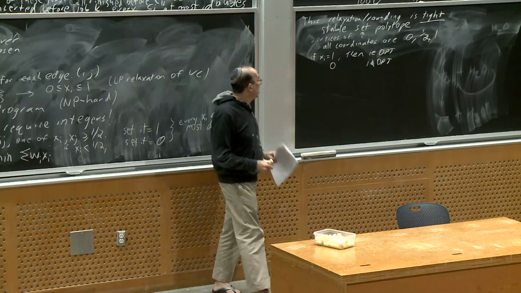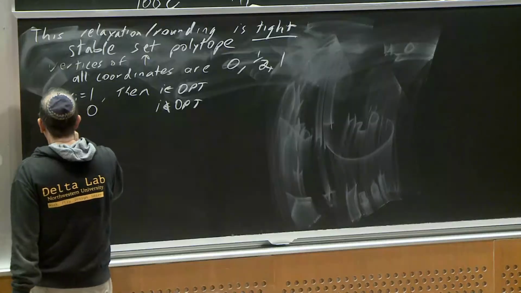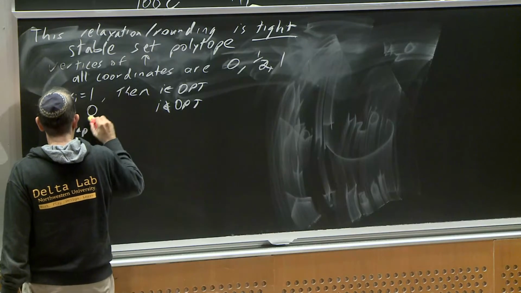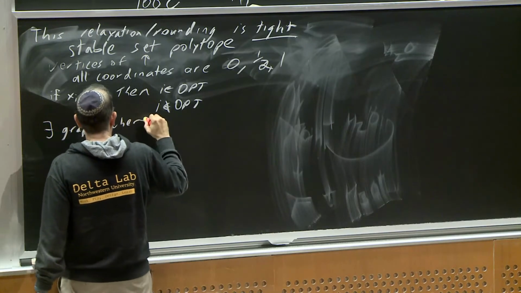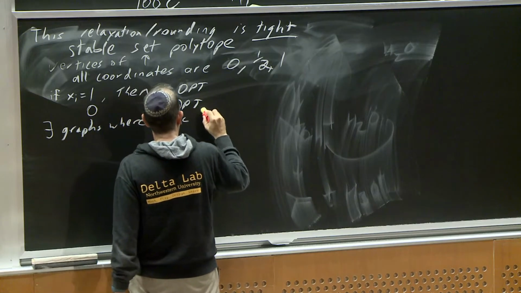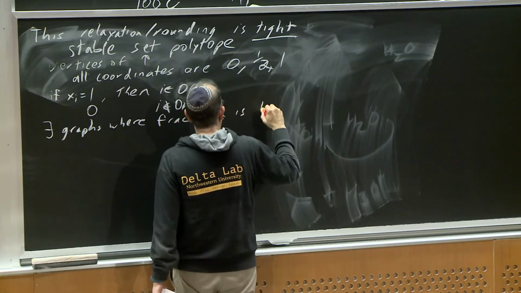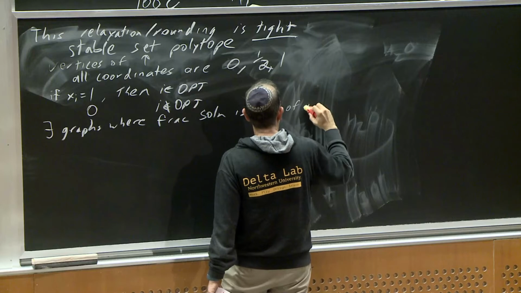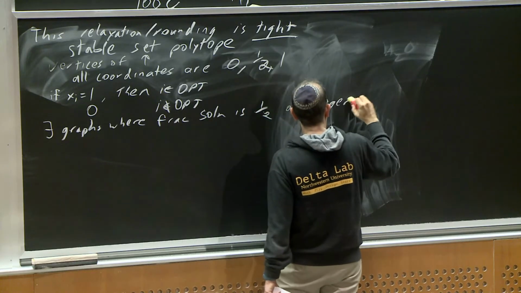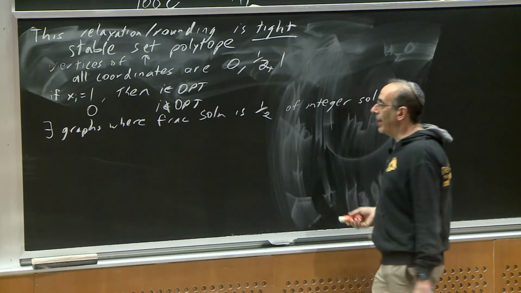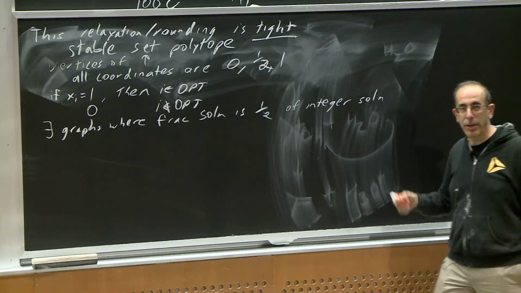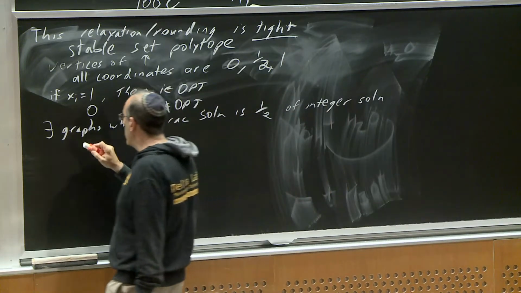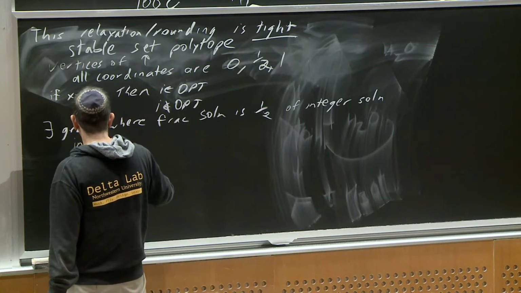Okay? And so what that shows you is that there exist graphs where the fractional solution is 1/2 of the integer solution. And this question of the relationship between the fractional and integer solution is asked so often that we talk about what's called the integrality gap.